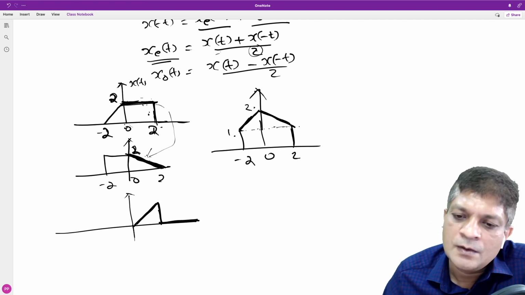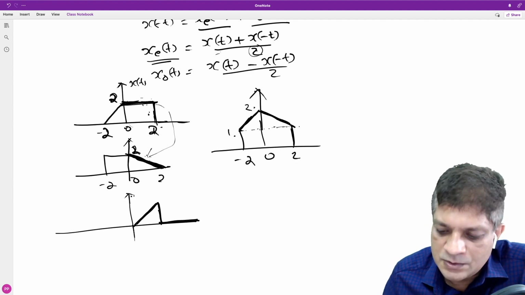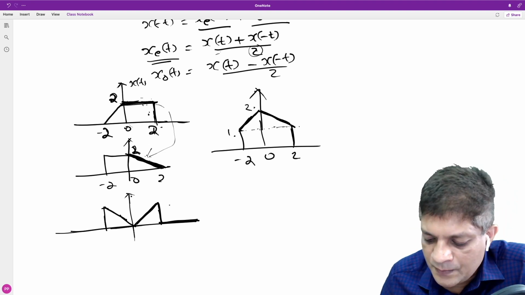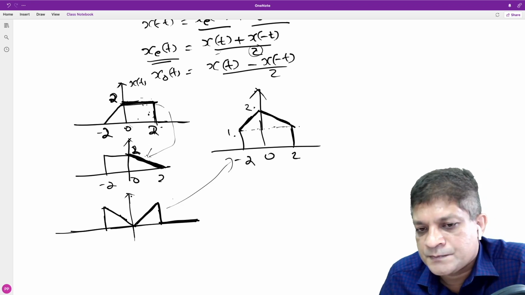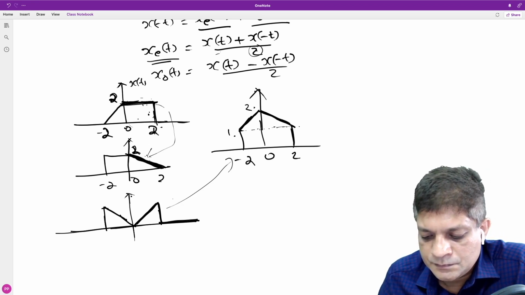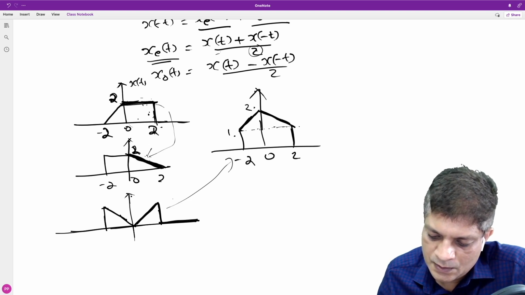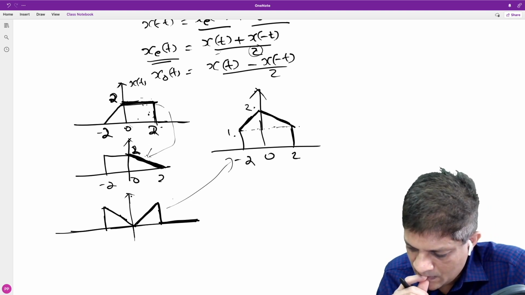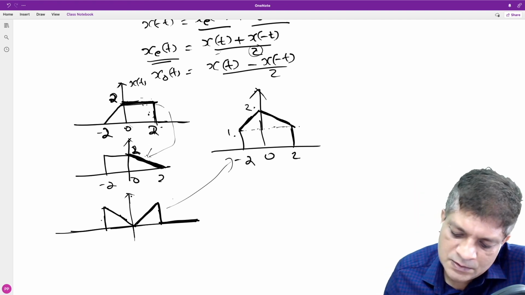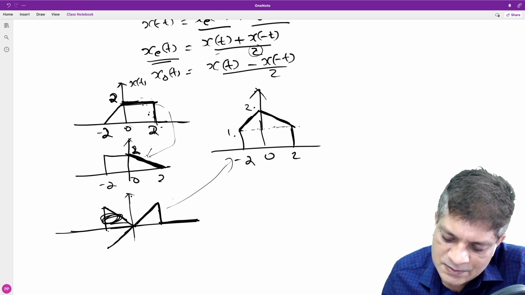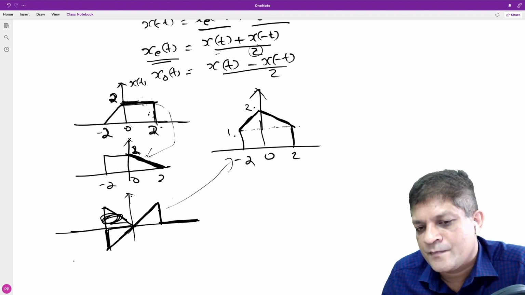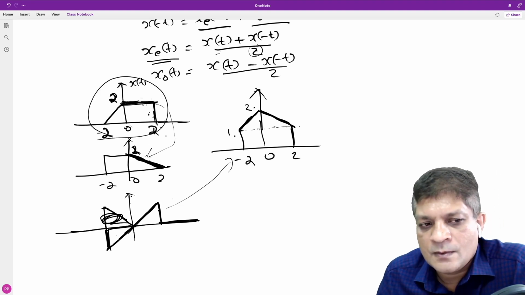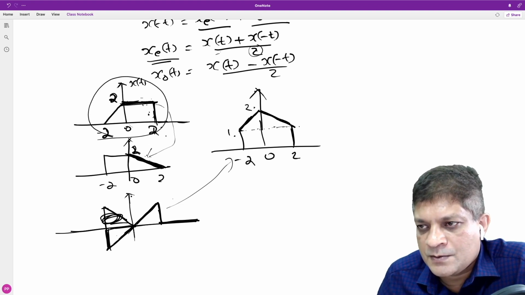Now the negative part, anyway, you don't have to calculate it because this is an odd signal. So it is the reflected version of this. You can verify that if you add these two, you will get this. So the odd function will be reflected below the x-axis. This is an odd signal, symmetric about the origin. If you add these two signals, you will get this. That is how we find the even and odd parts of a signal.